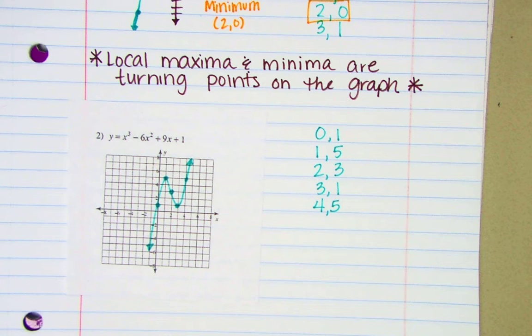Okay, if you look at it, -1 is -15. That's too big to fit on the graph, right? You go up to 5, 21, right? That's too big to fit on the graph. So I just put all the whole numbers in between there.